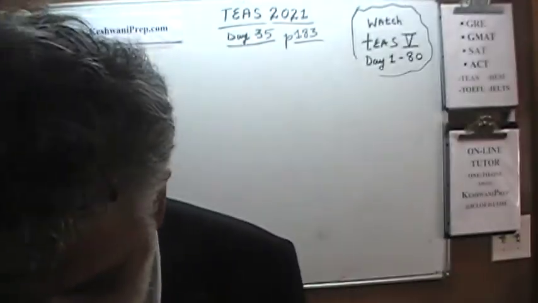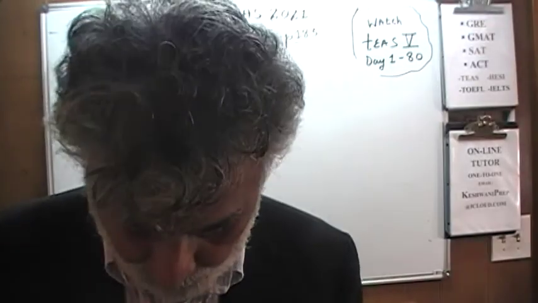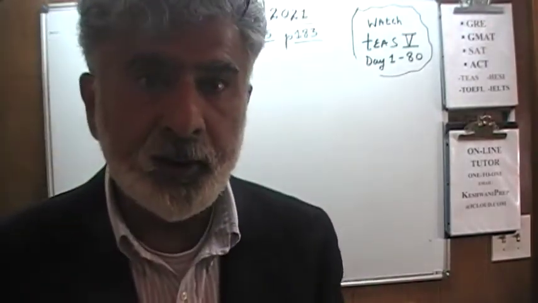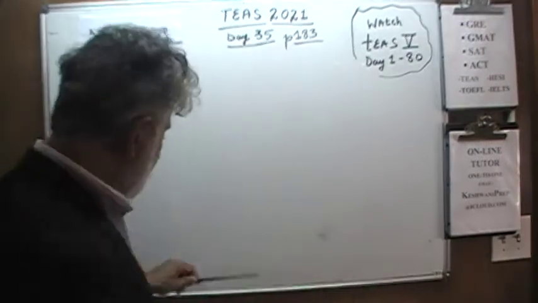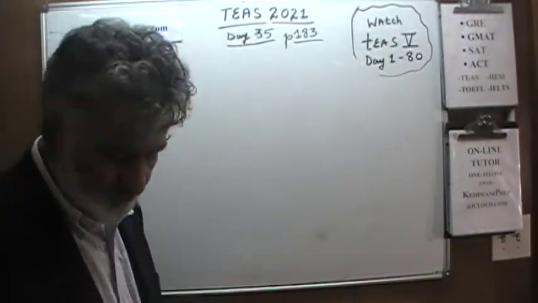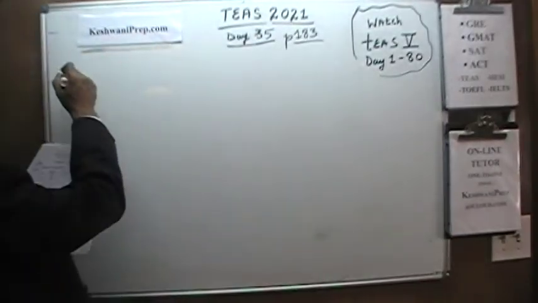Today we'll solve some problems that deal with graphs, problems beginning with page number 183. Please turn to it, page 183. There are five problems dealing with graphs. We're going to go through all of them one by one. Let's take a look at number one first.